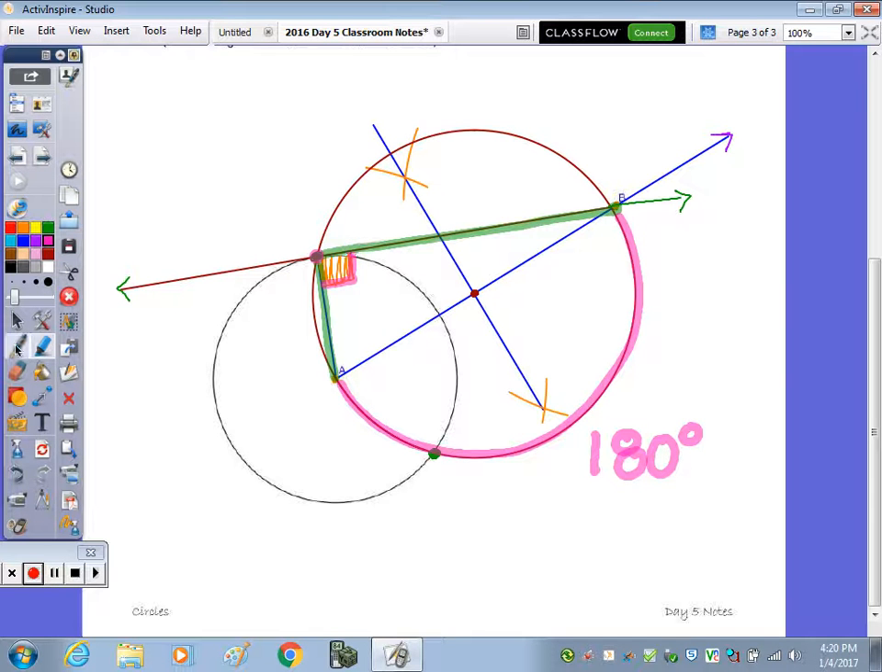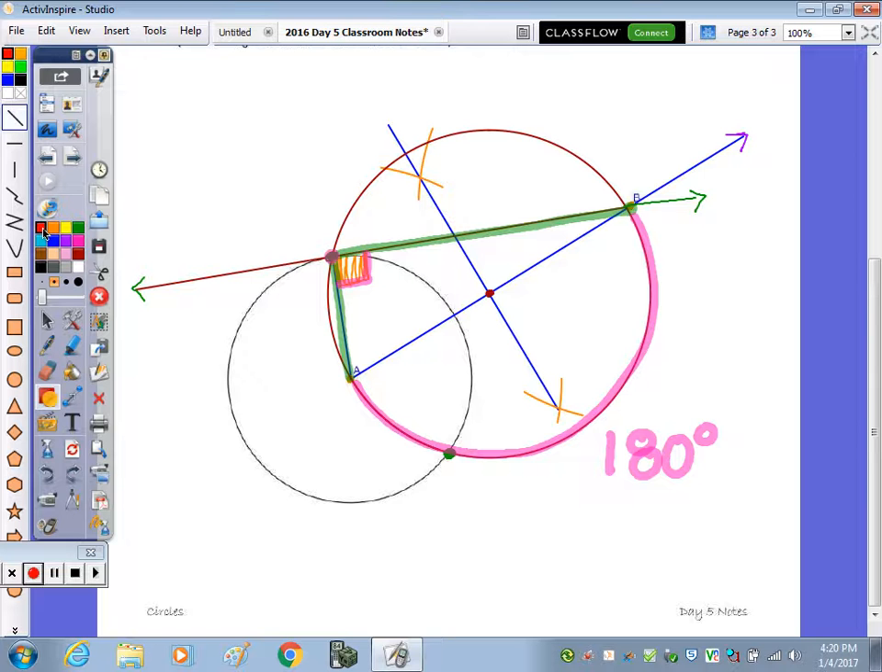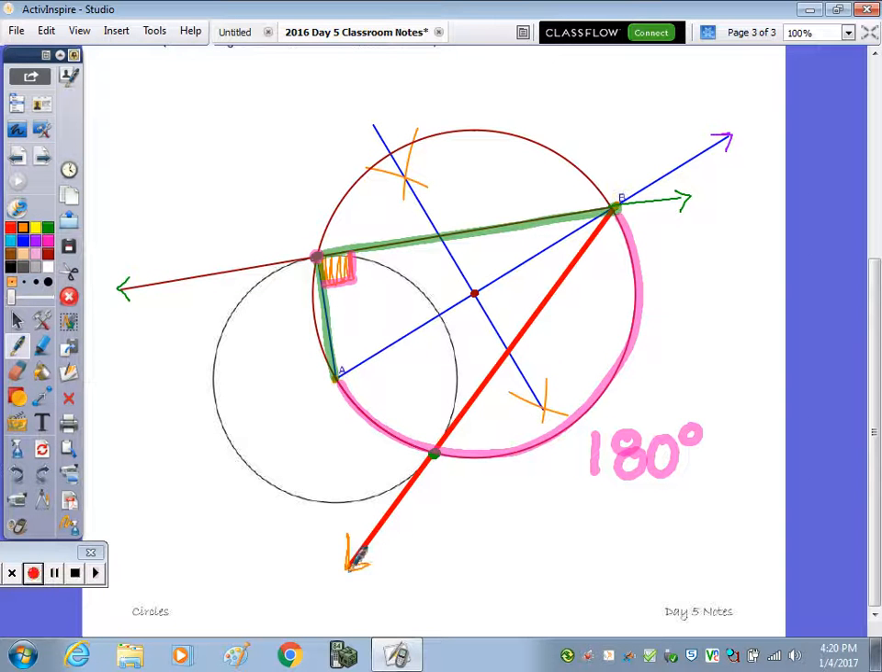So you can draw either that line, or you can draw the other line. So this line here is also tangent to the circle. But you only need one.